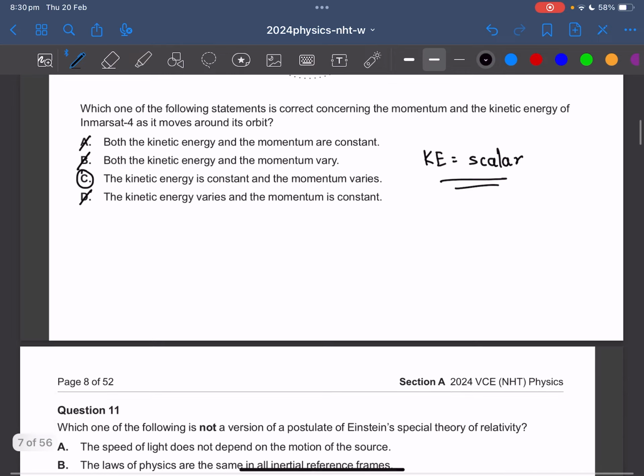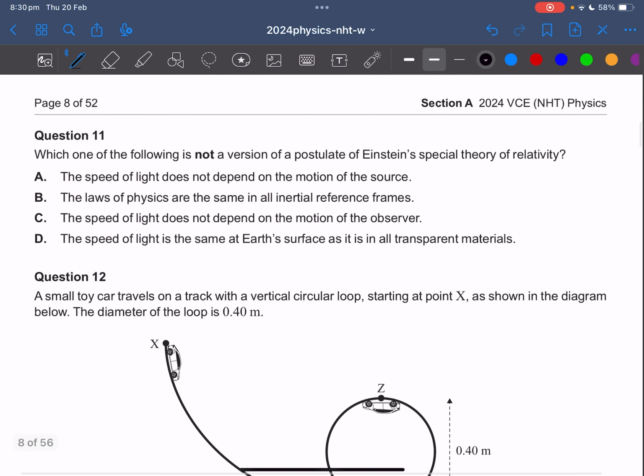All right. Which one of the following is not a version of a postulate of Einstein's special theory of relativity? Speed of light does not depend on the motion of the source. The laws of physics are the same in all inertial frames. The speed of light does not depend on the motion of the observer. The speed of light is the same at Earth's surface as it is in all transparent materials. First three sound right. Option D is not one of the postulates.